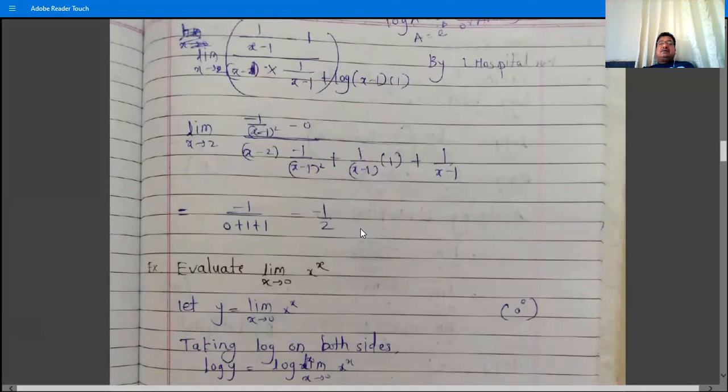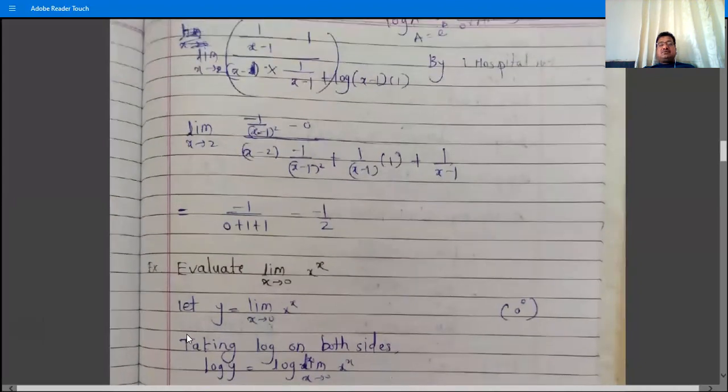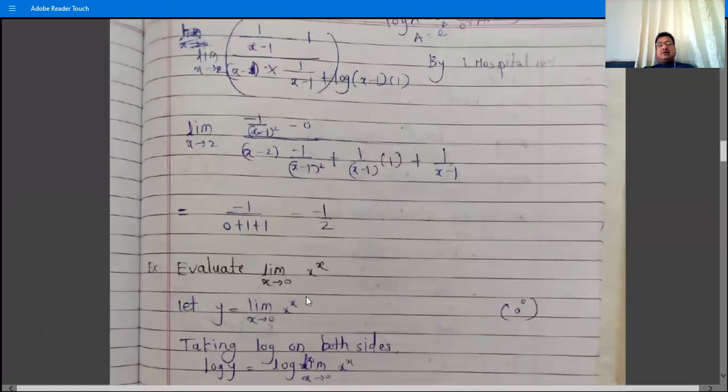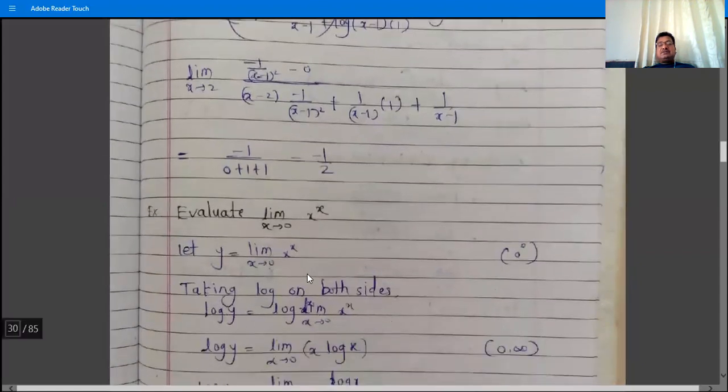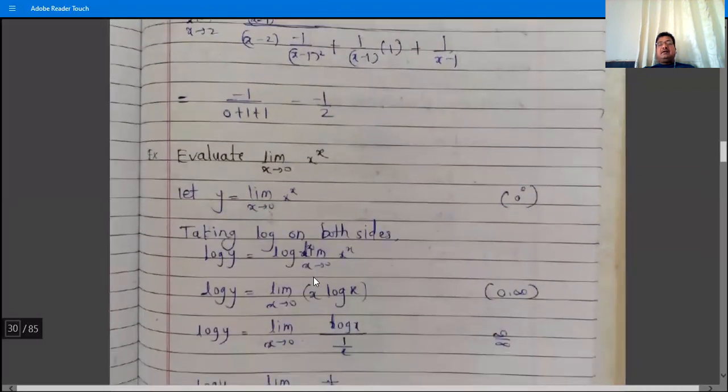So these are some problems on the L'Hospital rule. So if you observe the next problem, it is of the form x raised to x, that is function raised to function, and in order to solve such a problem, take the log of both sides. So these are the different types of problems. These are the problems on the same rule, that is L'Hospital rule, but we have to solve these problems by taking log of both sides.